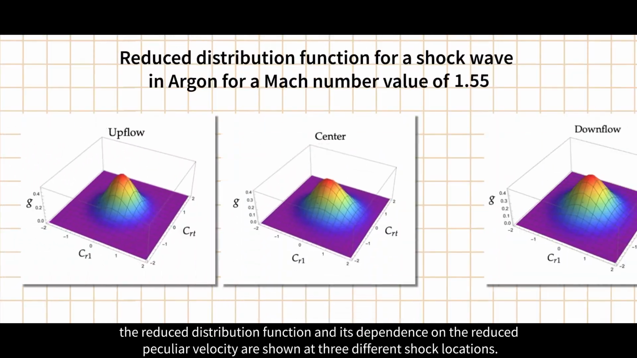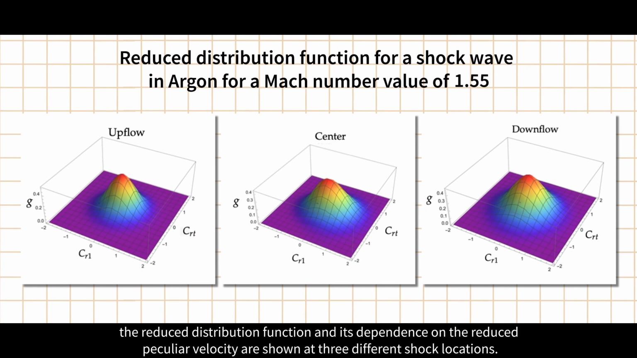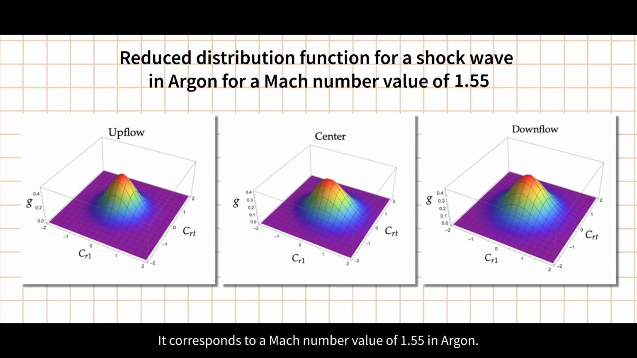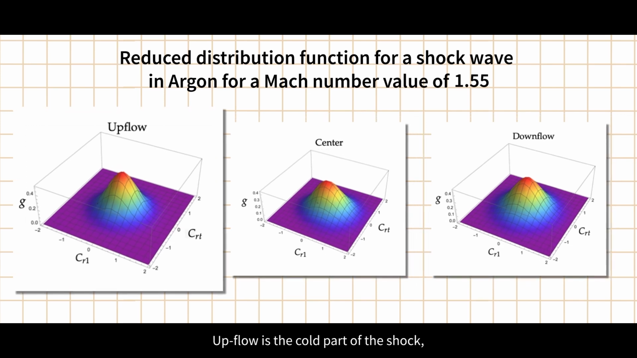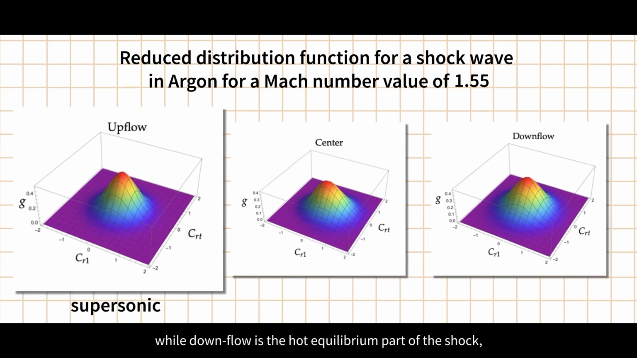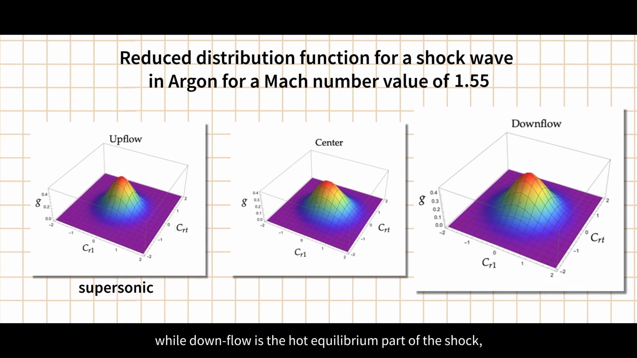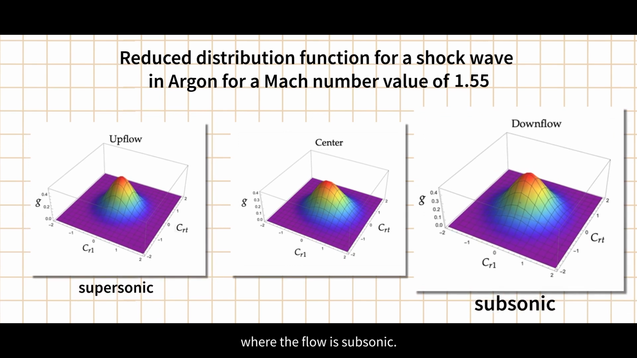In the figure, the reduced distribution function and its dependence on the reduced peculiar velocity are shown at three different shock locations. It corresponds to a Mach number value of 1.55 in argon. Upflow is the cold part of the shock, where the flow is supersonic, while downflow is the hot equilibrium part of the shock, where the flow is subsonic.